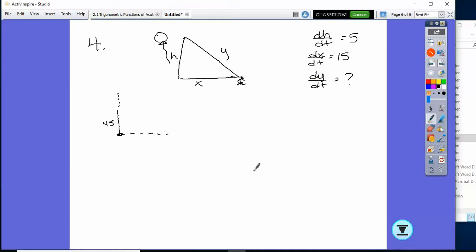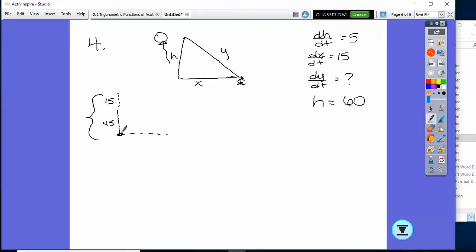3 seconds later. So this height was 45. I know that the balloon rises 5 feet every second. So in 3 seconds, how much does it go up? It rises an additional 15 feet. So altogether, the height of this balloon is 60.